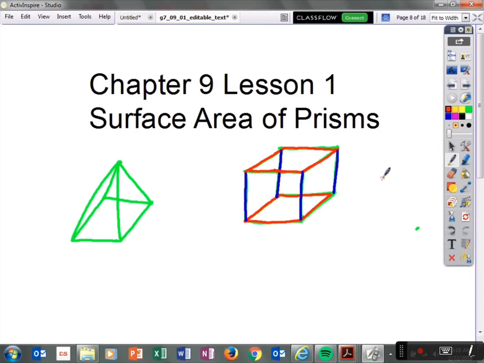Right. Okay, so what y'all were getting at was this one has triangles on the side because they're all meeting up at a center point, right? So a pyramid has triangles around it, but what does a prism have? Rectangles around it. Yes, ma'am.